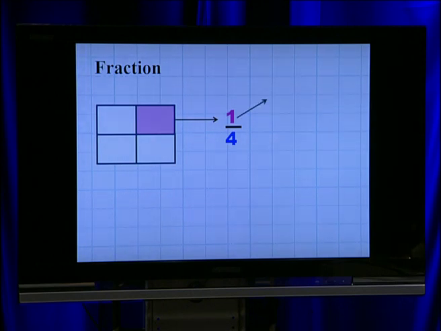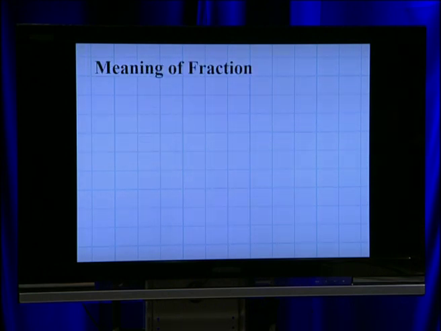Now, a fraction has 2 parts. The one on the top is called the numerator, and the one on the bottom is called the denominator. Can you say it again? A numerator and a denominator. There are so many things that fractions tell us. What does a fraction tell us?